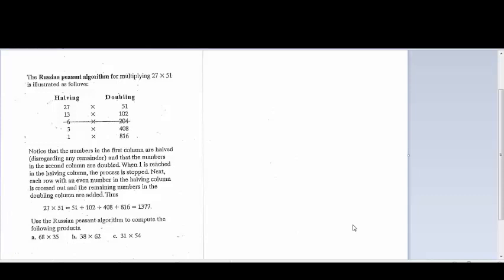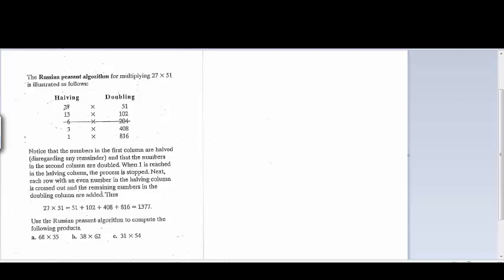I'd like to show you an algorithm that isn't shown on Wiley Plus, but you will need it for testing. So this is a multiplication algorithm, and it's called the Russian Peasant algorithm. You can see that we're going to be having a column here for halving and a column for doubling. So we're going to be multiplying 27 times 51 in our first example.